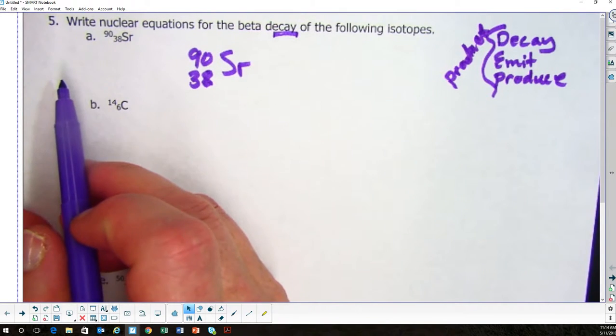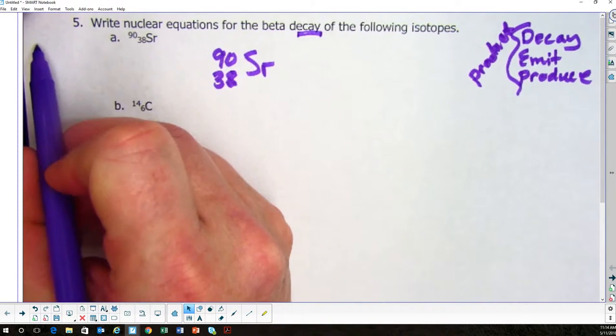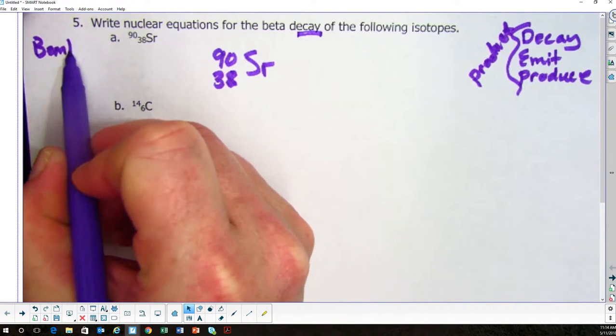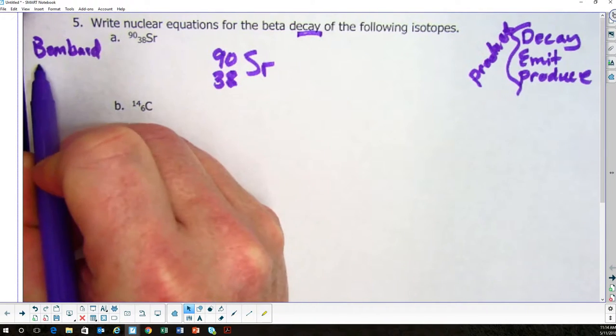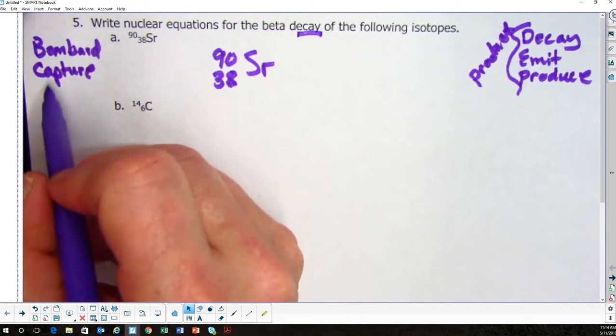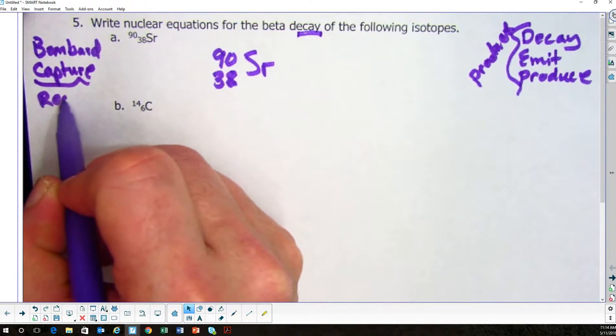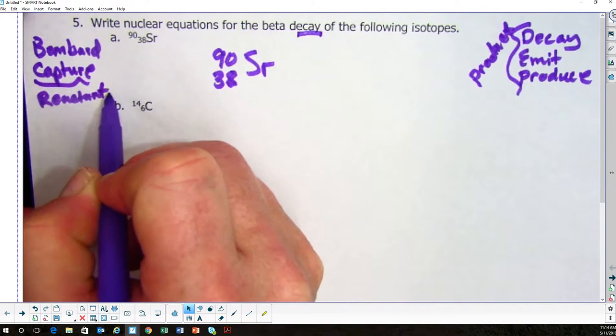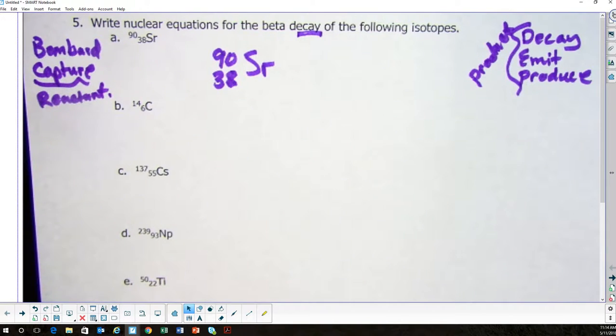If, on the other hand, it says bombard, or capture, those go on the reactant side. Be really careful when you do your test and when you do your problems coming up to read the whole problem before you start writing it down, because it might say such and such was produced when, and if you put that as your reactant, you're going to have problems. So we're going to do a simple one here.